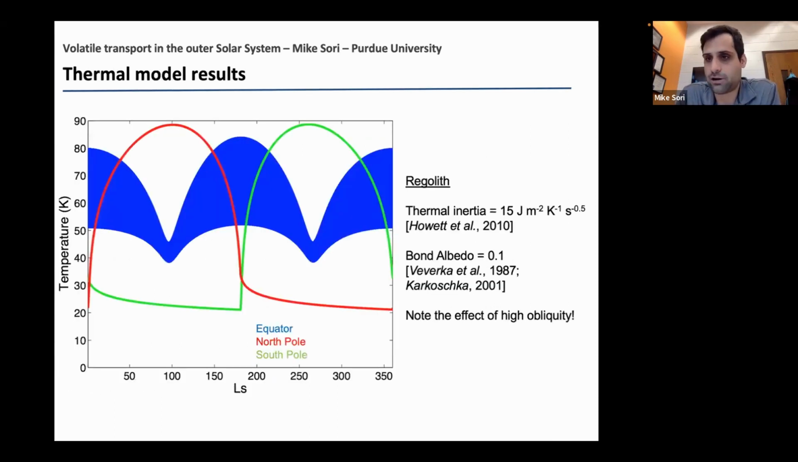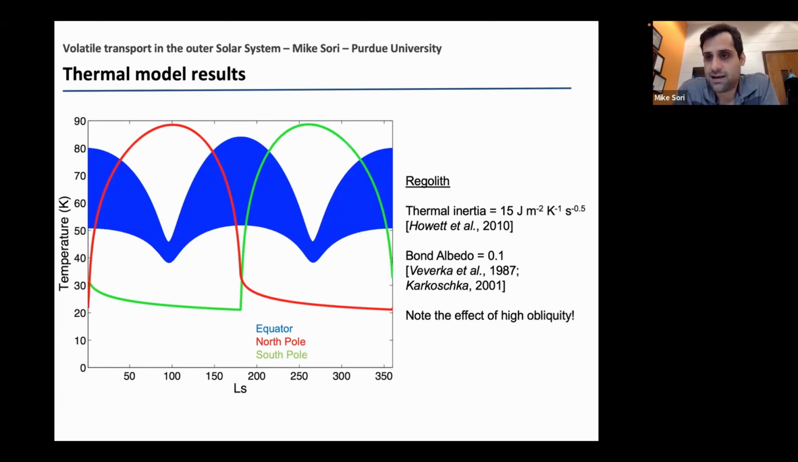So here are the results from our thermal model. I won't bore you with all the nuts and bolts details of the code. We've got a paper from 2017 that you can look up if you're interested in that. We make some guesses for the thermal inertia and albedo, which are important parameters. And here's what the results end up looking like.